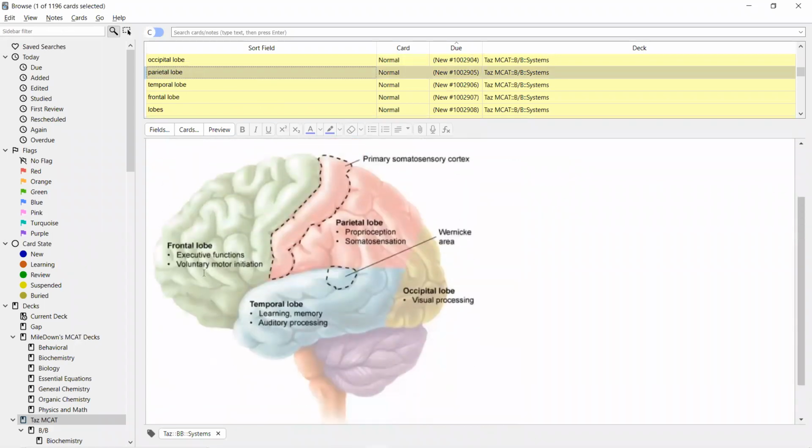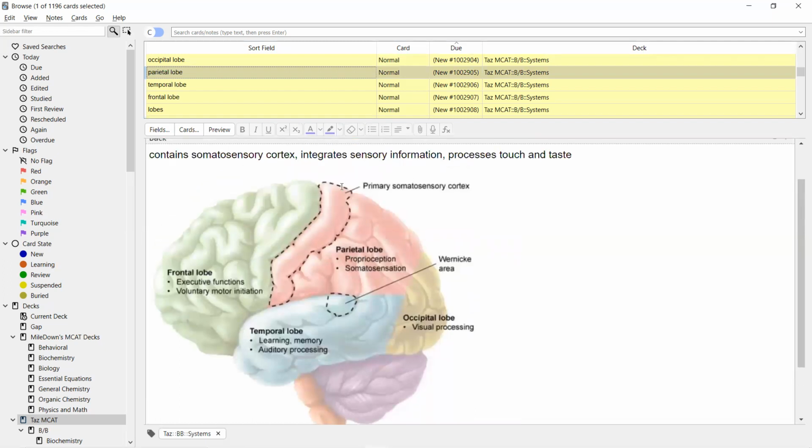So just again, another explanation: frontal lobe with executive functions, temporal lobe with learning and memory, occipital lobe for visual, parietal lobe for proprioception and somatosensation, and we also have a primary somatosensory cortex at the leftmost part of this. In these lobes, there are some spots that are interesting in that they have very specific functions.